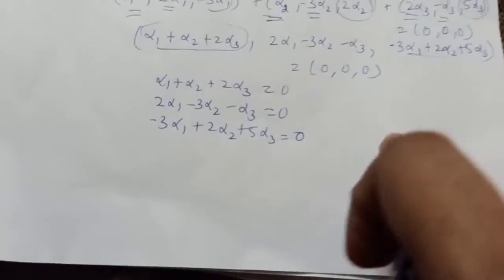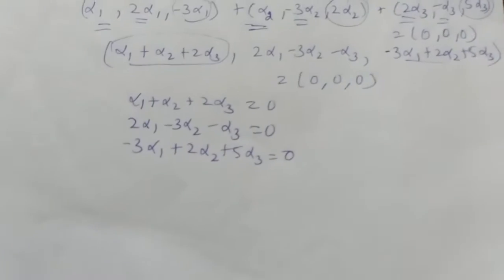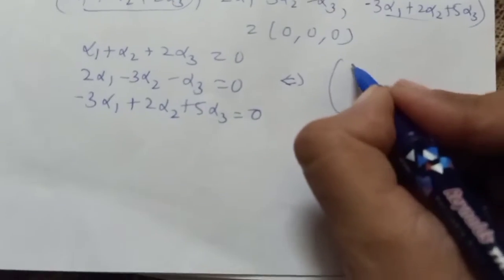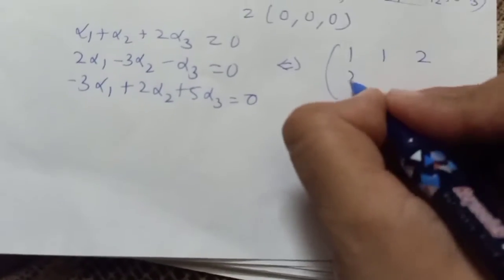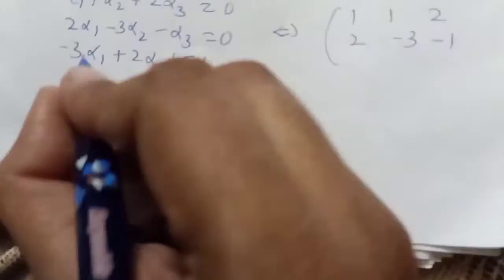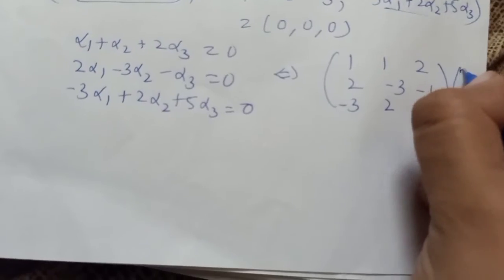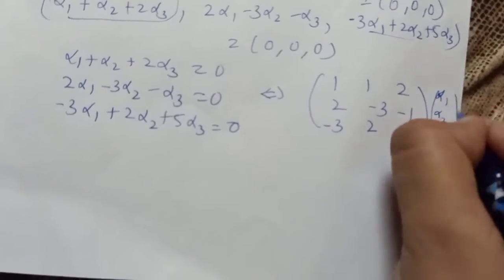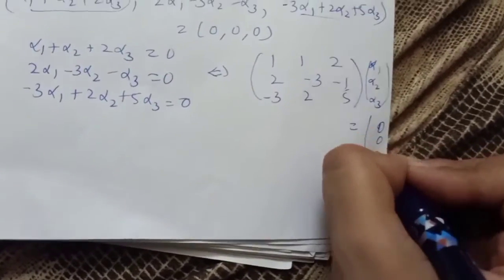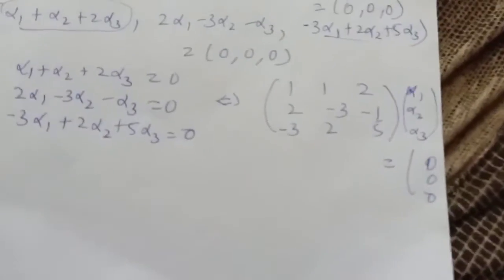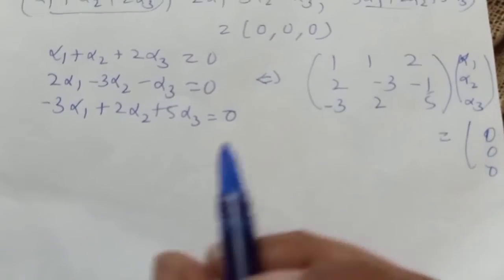Now we have three equations in three unknowns. We can easily solve this system. If you convert it into matrix form, you can write it as the matrix with rows (1, 1, 2), (2, -3, -1) and (-3, 2, 5), times (alpha 1, alpha 2, alpha 3), equal to (0, 0, 0). Right. So we have to solve this system.